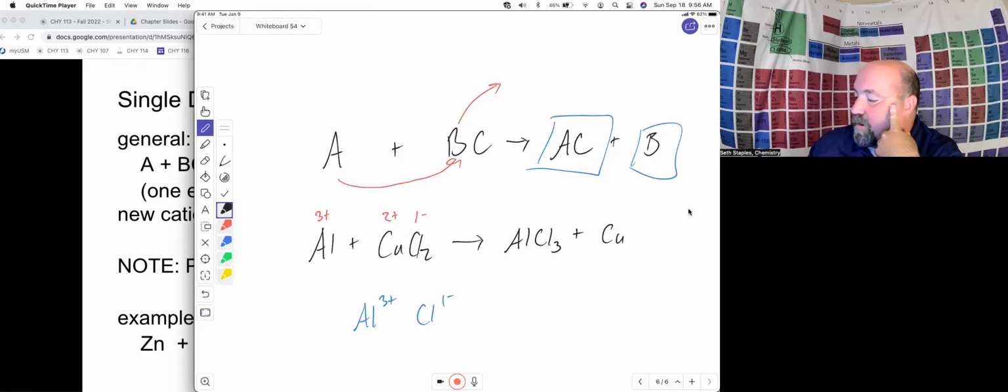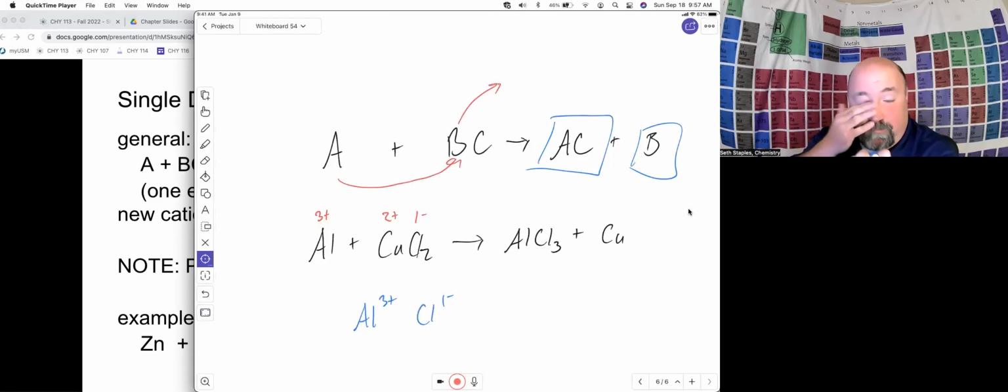And as you're starting these out, I would do these exactly like I did here. Write out your charges up above. We'll see where that also comes in handy with double displacement reactions in a second. But write these up above to help you determine what the new chemical formula of your new product is going to be.